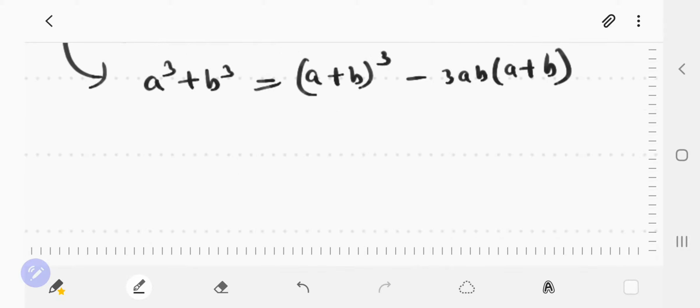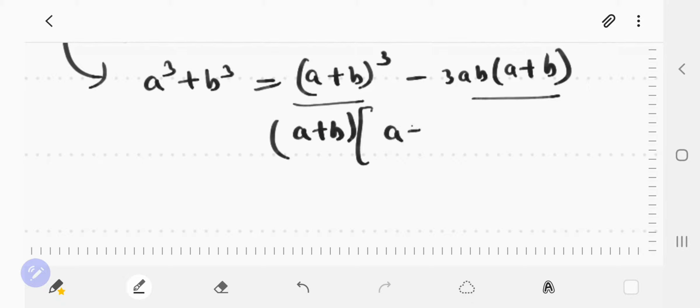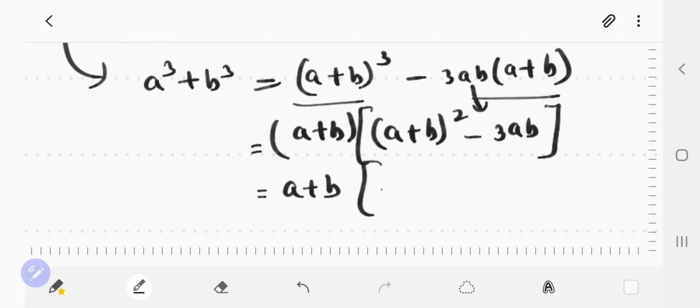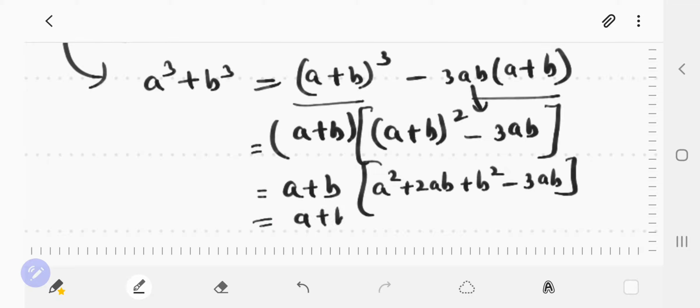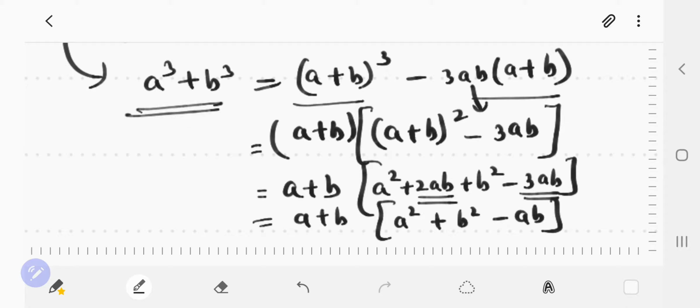If we take a plus b common here, inside will be (a plus b) the whole square minus 3ab. Now if I want to open this, I can take it as a square plus 2ab plus b square minus 3ab. When you solve the inner bracket, 2ab minus 3ab, it will be a square plus b square minus ab. So in a way you got an identity for a cube plus b cube as (a plus b)(a square plus b square minus ab).